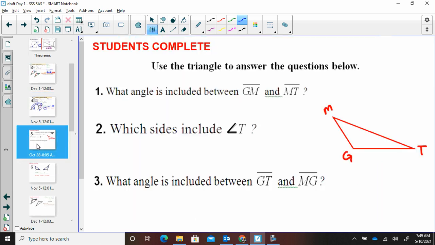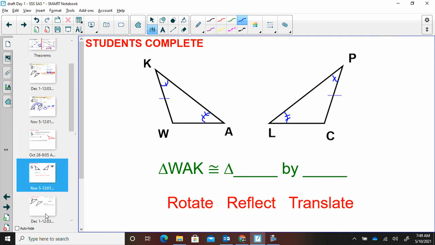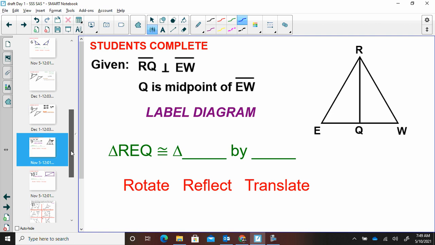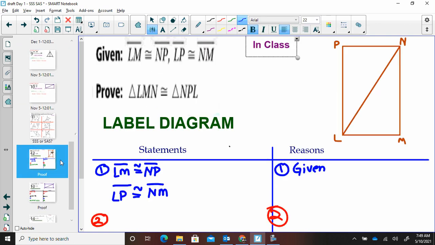There are going to be several problems like this that I want you to go through and solve out, okay? Complete those, turn it in, and then we will start on these formal proofs in class.